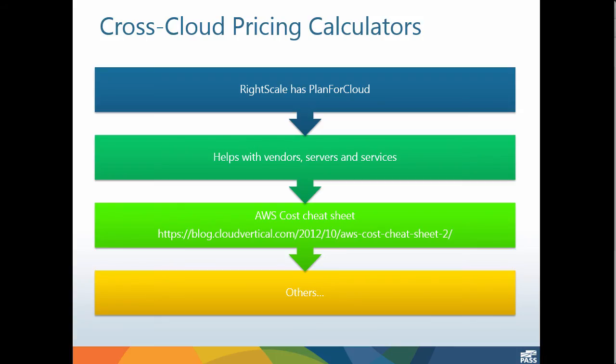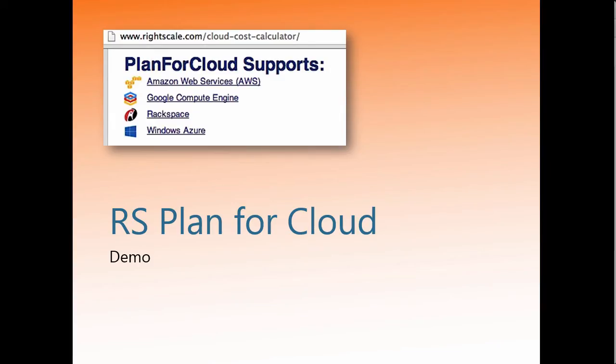Now, in addition to Amazon's pricing calculator, there are also cross-cloud pricing calculators. The one I really like is RightScale. It's called Plan for Cloud, and there are actually many of these. I have some resources at the end. It really helps understanding what services, and at what cost, are available for most of the popular vendors. So Microsoft, Google, RightScale, and more. There's also an AWS cost cheat sheet. So I'm actually going to go ahead and demo the RightScale Plan for Cloud. I use this really frequently, and hopefully you will too.